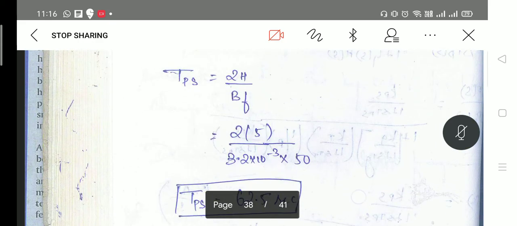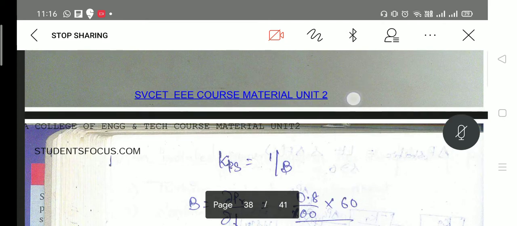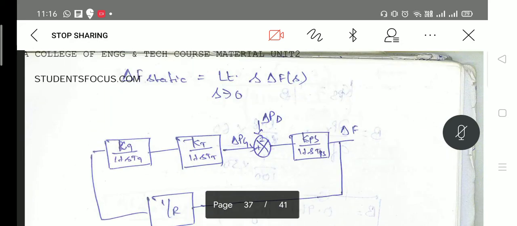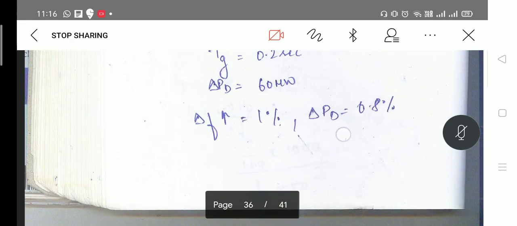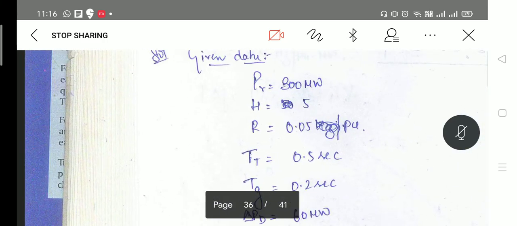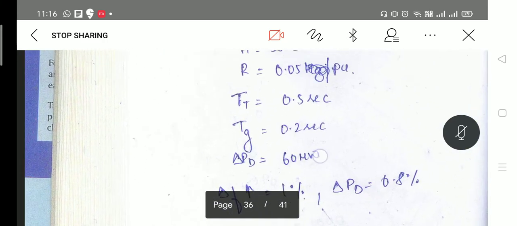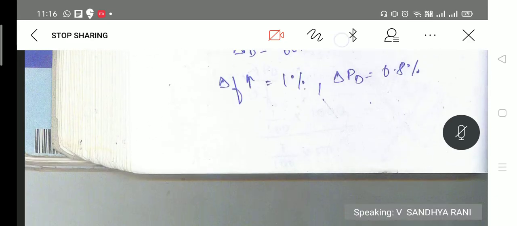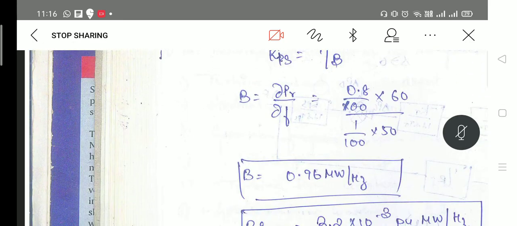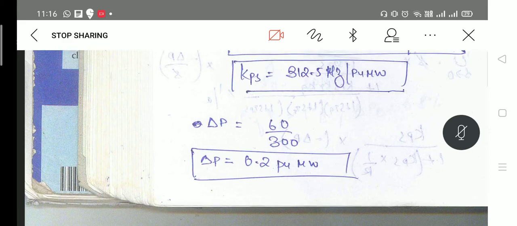Here delta P is PD by PR. Here PD is 60 megawatts and PR is 300 megawatts. So substituting here, we will get the delta P value, that is 0.2 per unit megawatts.